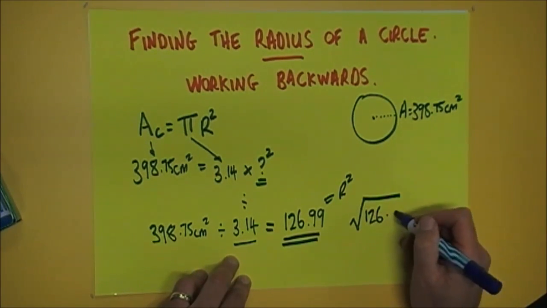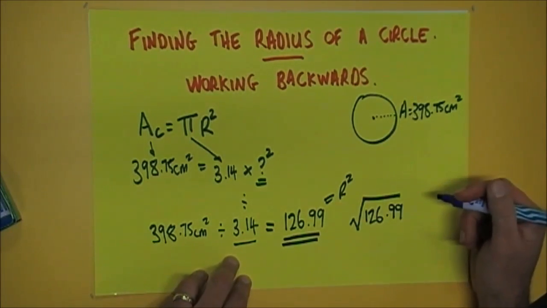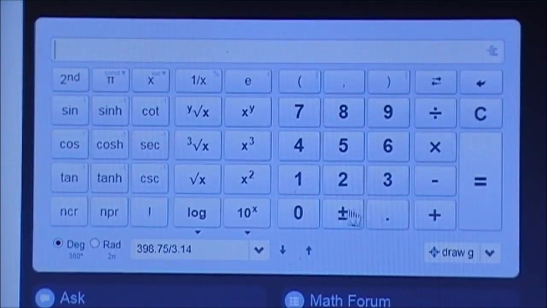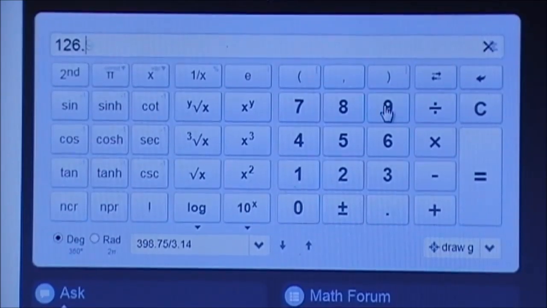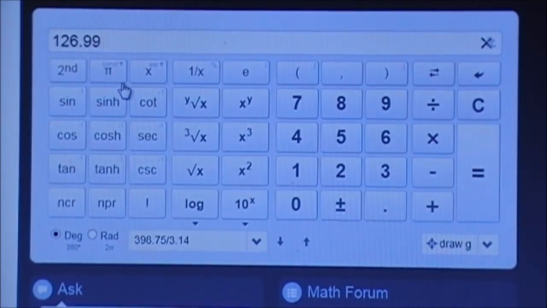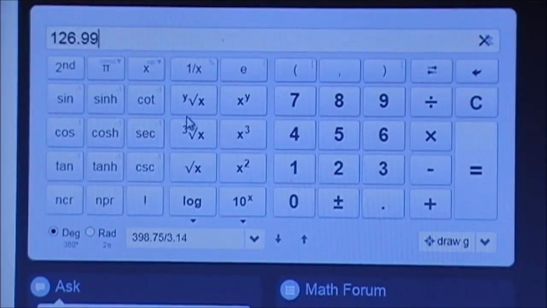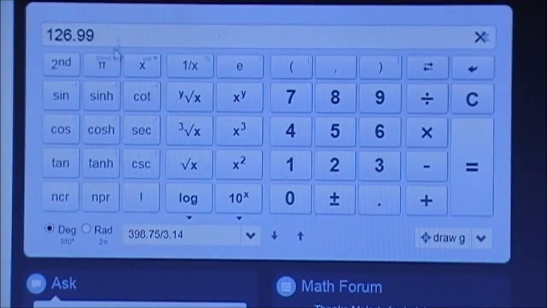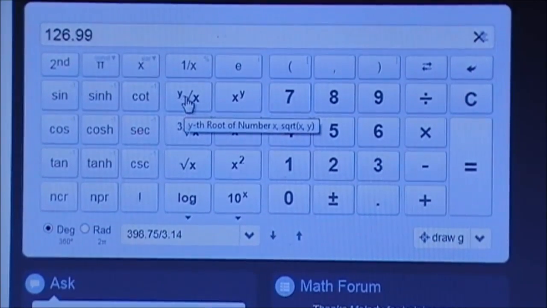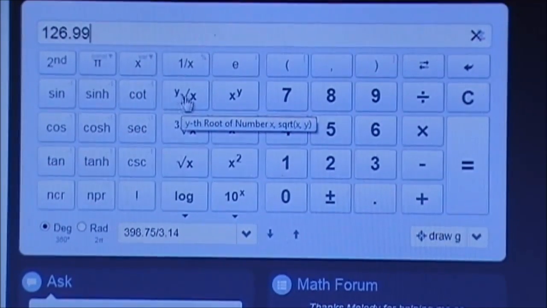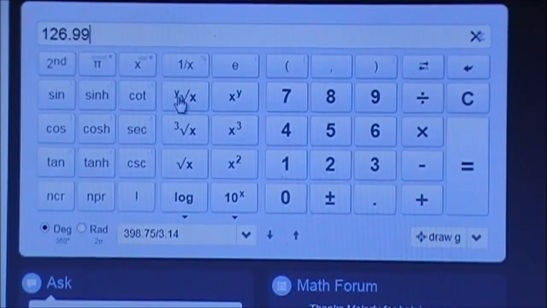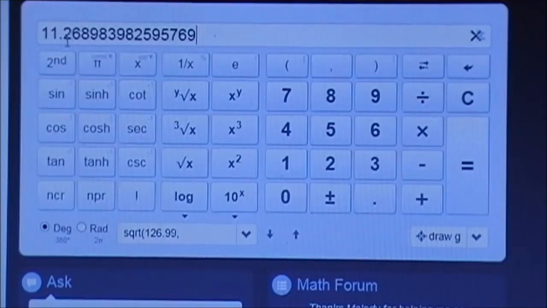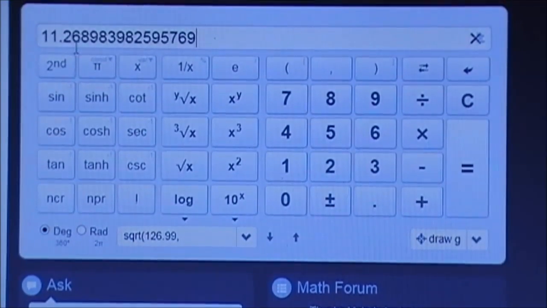The square root of 126.99. Let's have a look at the scientific calculator again, because it has a square root function. So once I've got this 126.99, that was the radius squared, I need to now figure out what is the radius. What is the number that is multiplied by itself to make this number? I use the square root function right here, that little tick, to find out what the square root of that number is. 11.26. Bingo. That's our answer right there.